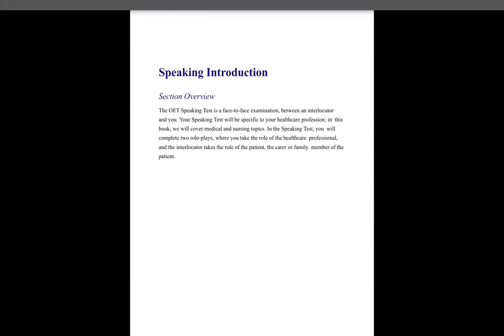So basically, what you'd get in the speaking section is a patient, and you'll be the doctor, and you have to ask the patient certain questions that are also given to you. So later I'll show you a role play card.